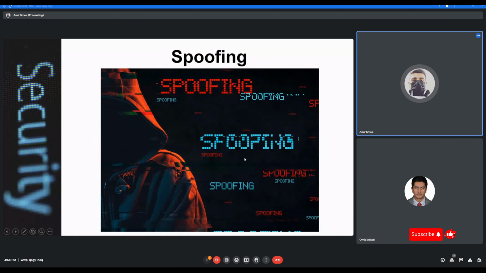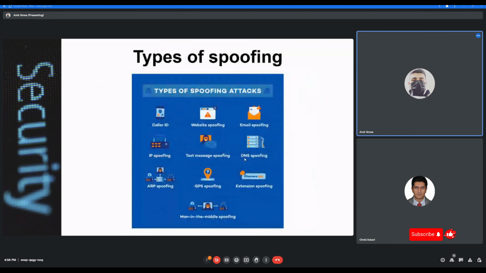Spoofing. A spoof in the word means forgery. It means presenting oneself instead of someone else and deceiving the victim. Spoofing can be very broad. For example, in the previous video, we talked about phishing and email spoofing, website spoofing, and text message spoofing. But there are some other types of spoofing like caller ID spoofing, GPS spoofing, DNS spoofing, and something else.